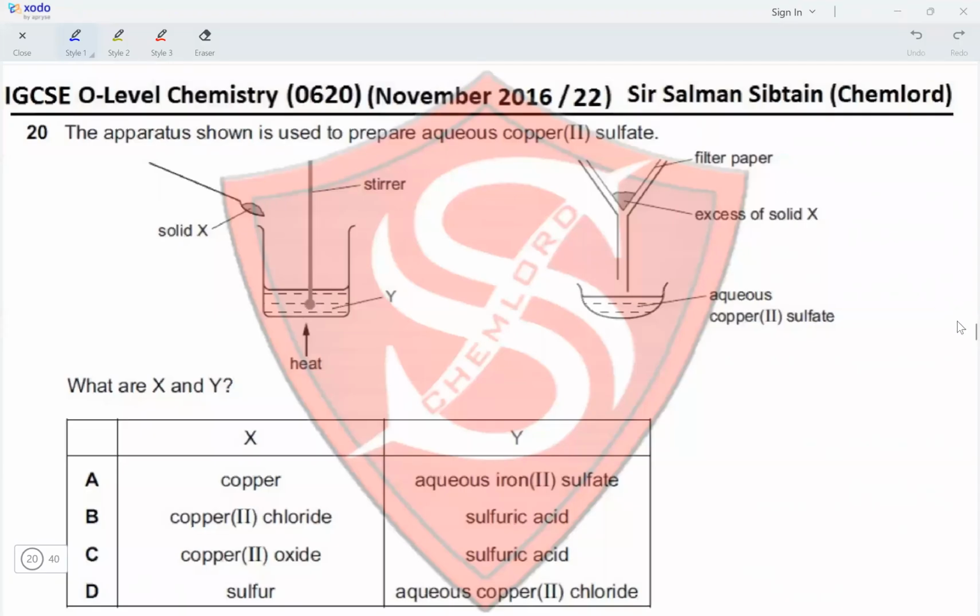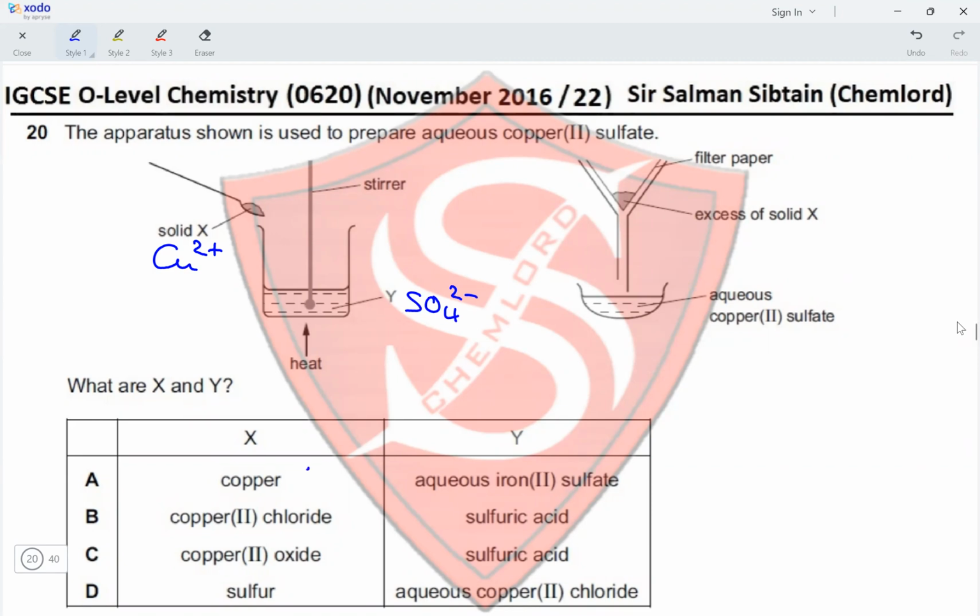Question 20. The apparatus shown is used to prepare aqueous copper II sulfate. So we add solid X to a liquid Y and we heat it and we stir it. Then we filter it. Excess of solid X is removed. That means solid X is insoluble. And we obtain copper II sulfate. That means solid X will contain copper ions and liquid Y would contain sulfate ions. So what are X and Y?